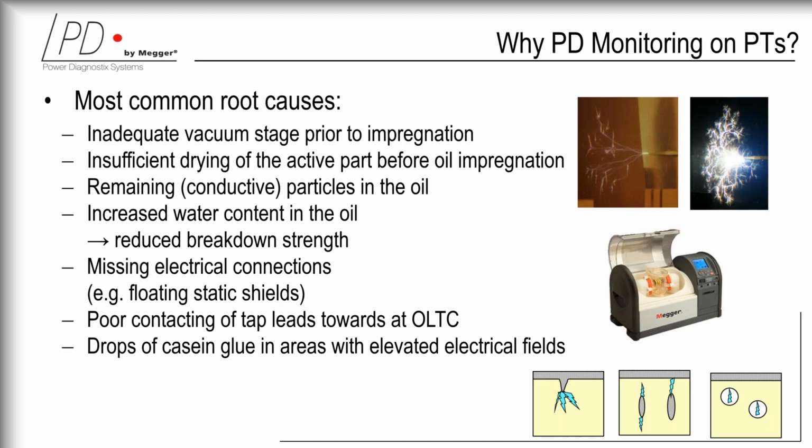There are some electrical connections. There are floating static shields. There are maybe poor contacts of the tap leads at the on-load tap changing device. And of course, there are sometimes drops of glue or some other elements in areas with elevated electrical field, and these can, of course, create partial discharge. Partial discharge in many cases is measured in picocoulomb, and therefore we have developed devices that can measure that.